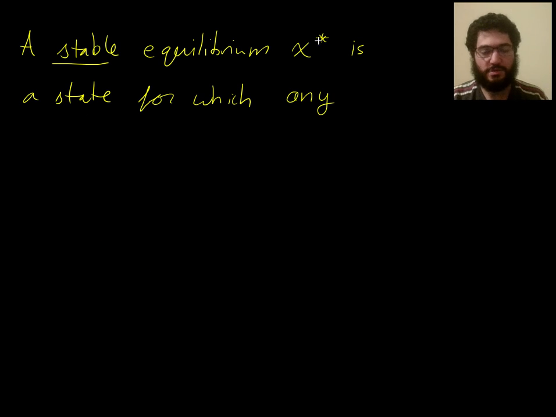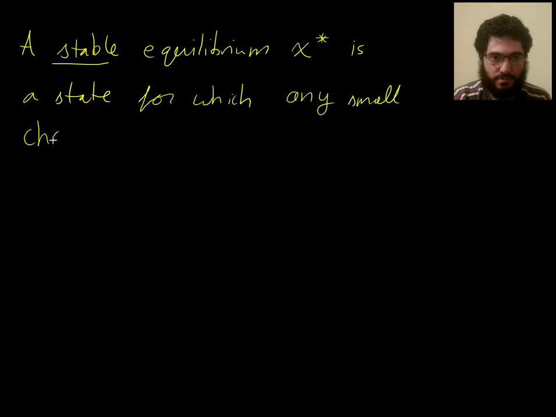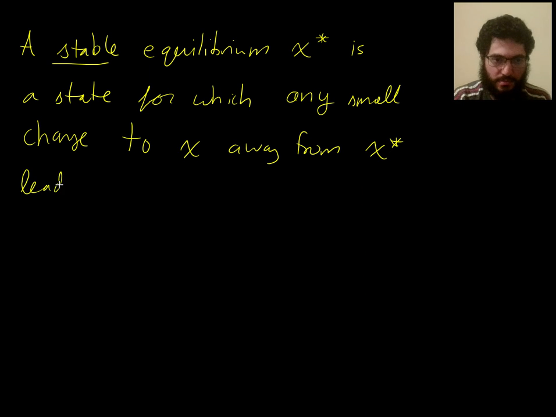Okay, so here I'm starting to write out a more precise definition of what is a stable equilibrium. A stable equilibrium, x star, will be a state, meaning a value of x, for which any small change to x away from x star leads to the state x approaching x star.